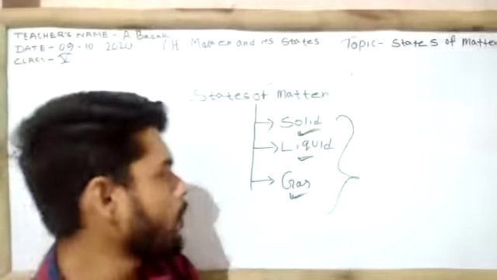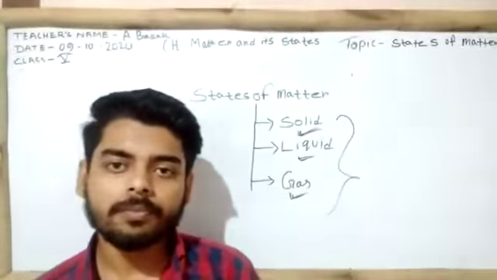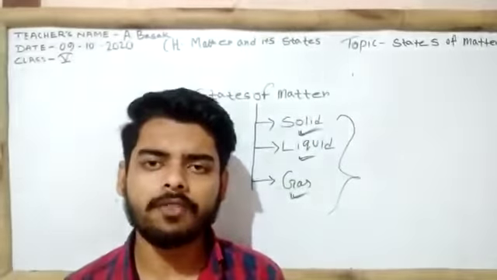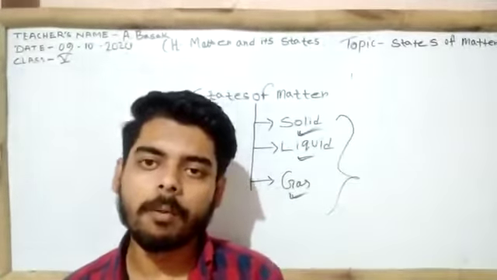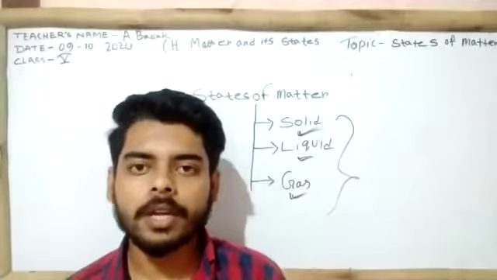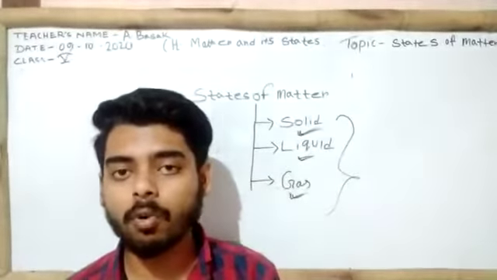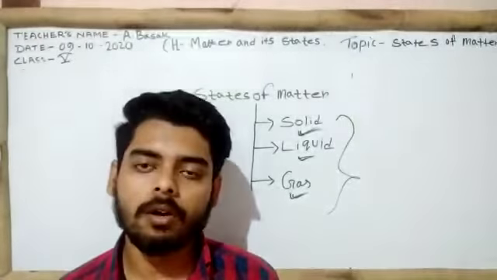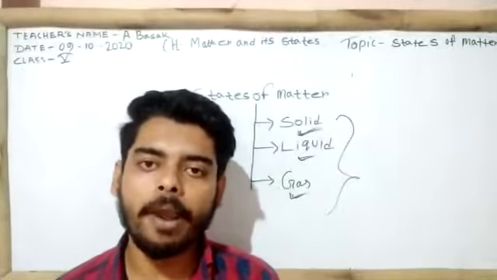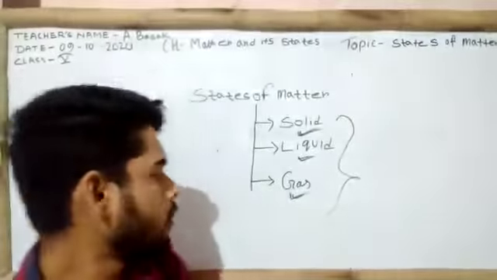Okay, so next is liquid. So the properties of liquids are: a liquid does not have a shape, but it has volume. It cannot diffuse in air. It can flow, but it flows from the higher side to the lower side. Okay, and also liquid cannot be compressed. Okay, so the next is gas.